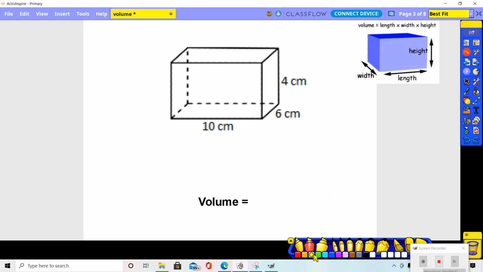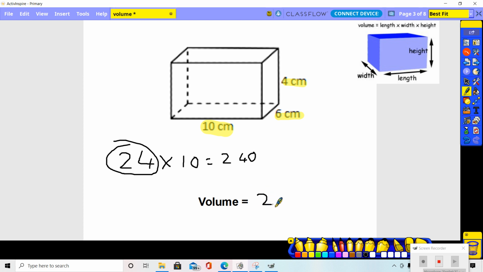Now you may have done this in a different order, but as long as you've multiplied accurately, you'll have the right answer. I'm going to start this time by doing 4 times 6. 4 times 6 is 24. We can then multiply this answer by our final measurement of 10 centimeters. 24 times 10 equals 240. This gives us a volume of 240 centimeters cubed.